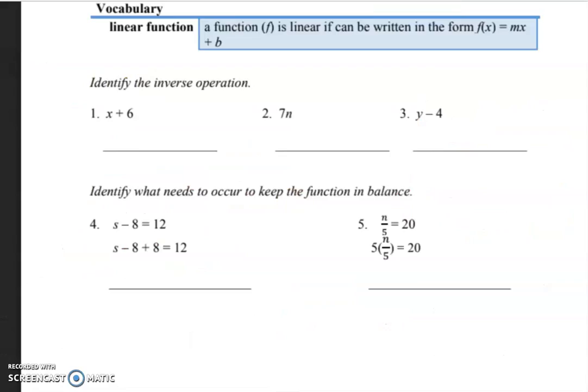The practice that you have with you is assignment number 12. It says identify the inverse. Inverse is just the opposite. What's the opposite of plus 6? Minus 6.